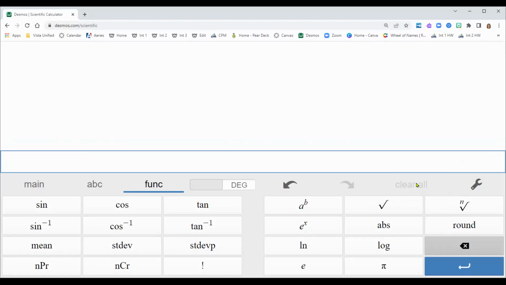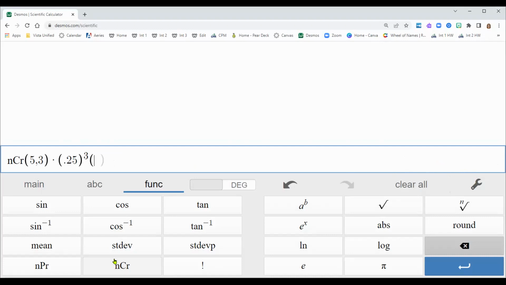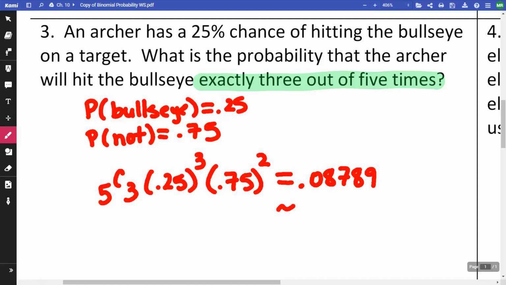So let me clear this out. And we're going to do 5 choose 3 times 0.25 to the power 3 times 0.75 to the power 2. And we end up with 0.087895. And let me write that onto my paper. And that is about 8.8%.